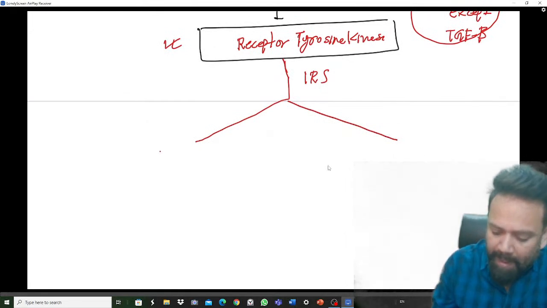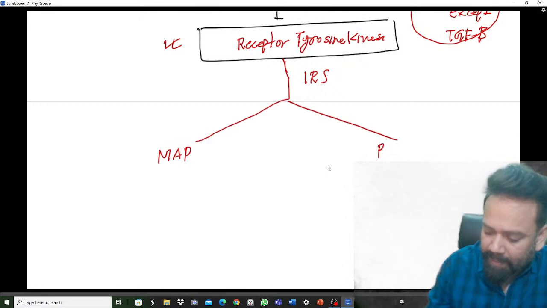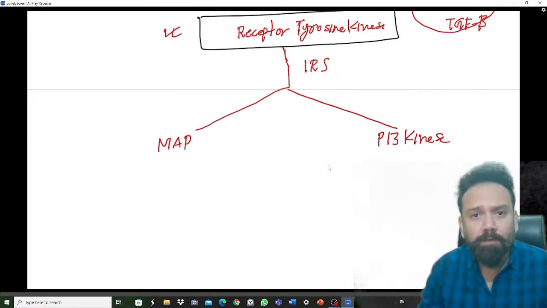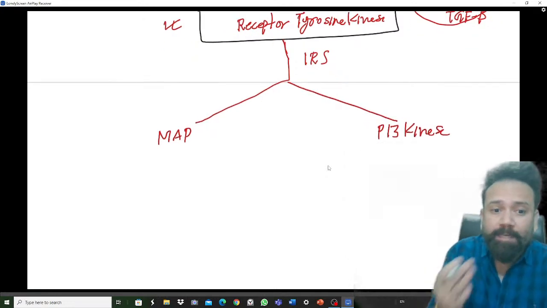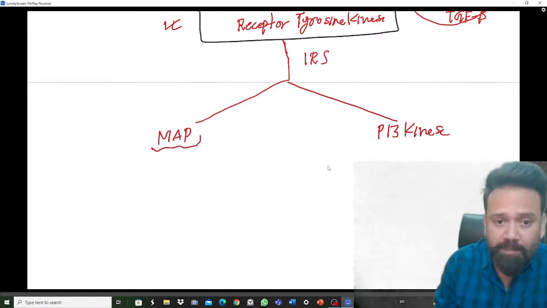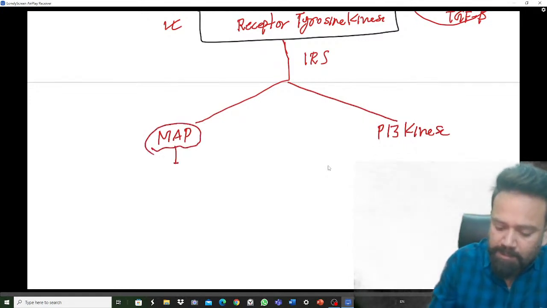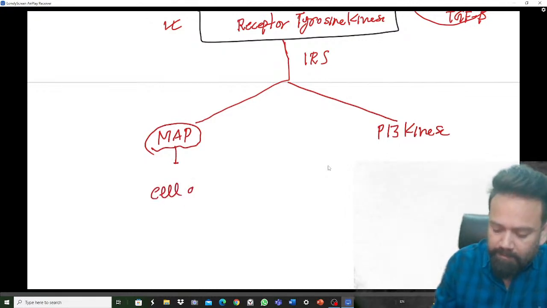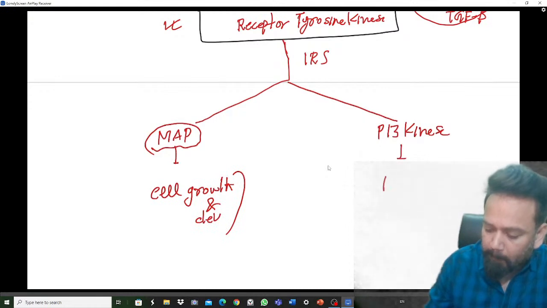One is MAP kinase, mitogen activated protein kinase. The other is PI3 kinase. So there are two types of function of insulin. One is mitotic, through mitogen activated protein kinase. This causes mitosis, meaning cell growth and development. The other is metabolic.